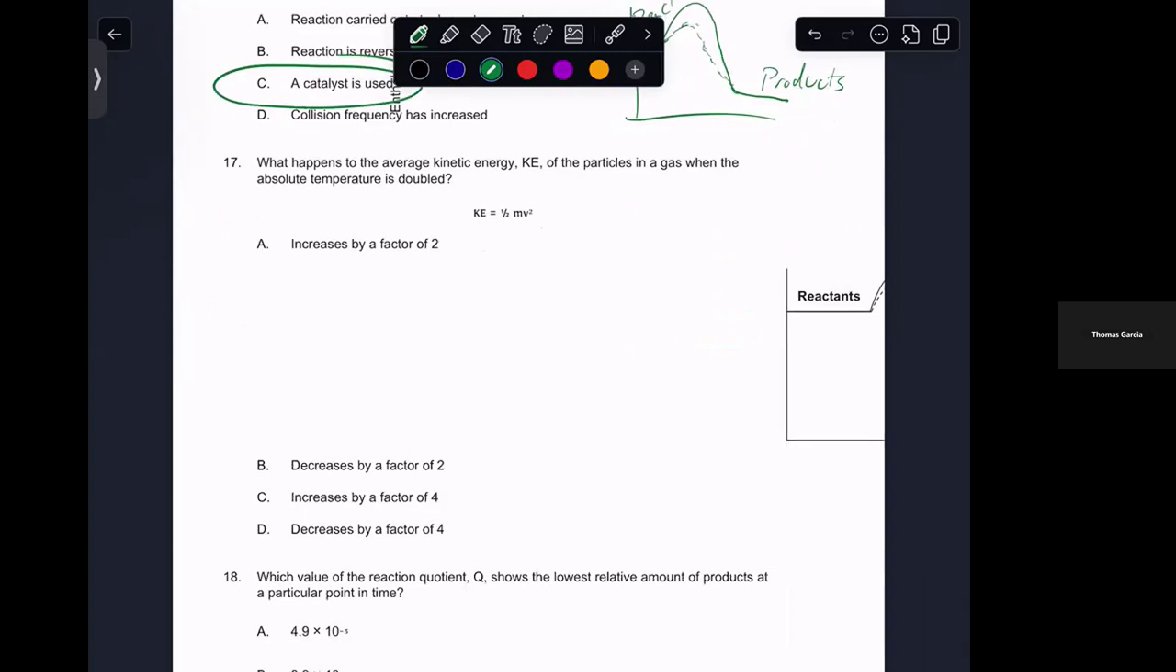All right, 17. What happens to the average kinetic energy of the particles of gas when the absolute temperature is doubled? Well, temperature is just average KE. So if we have 2 times the temperature, we have 2 times the average kinetic energy. So we're increasing by a factor of 2. That's it.